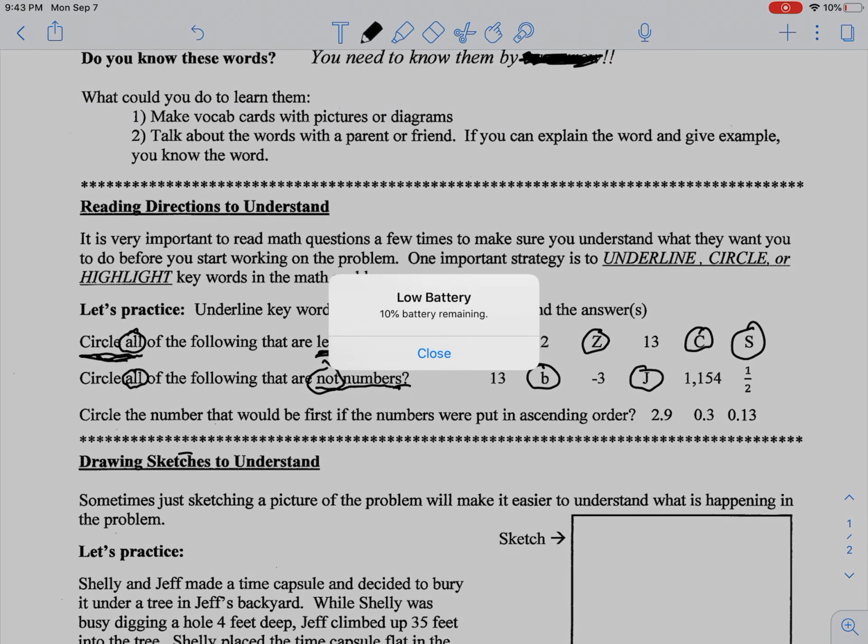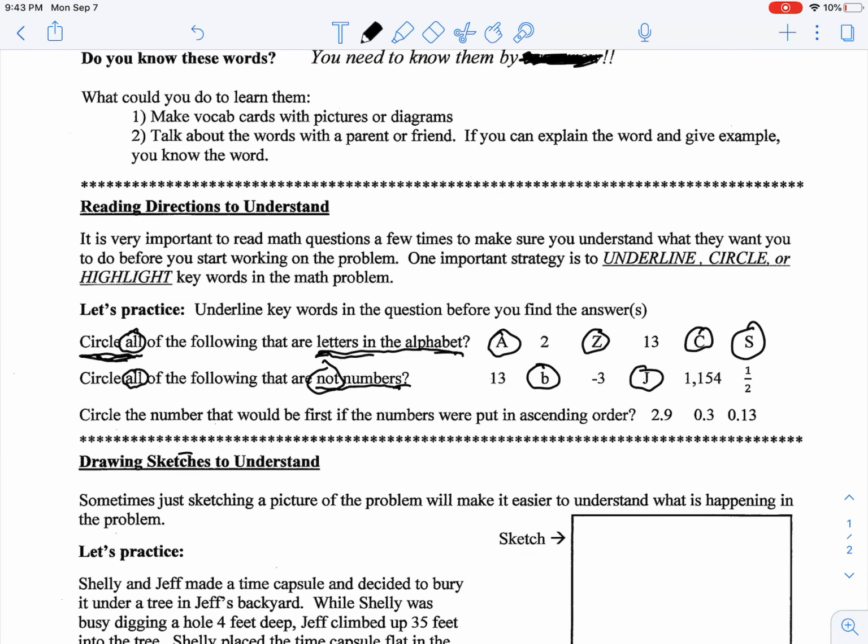So next we're going to circle the number that would be first if the numbers were put in ascending order. So ascending means we're starting from the bottom, smallest thing.